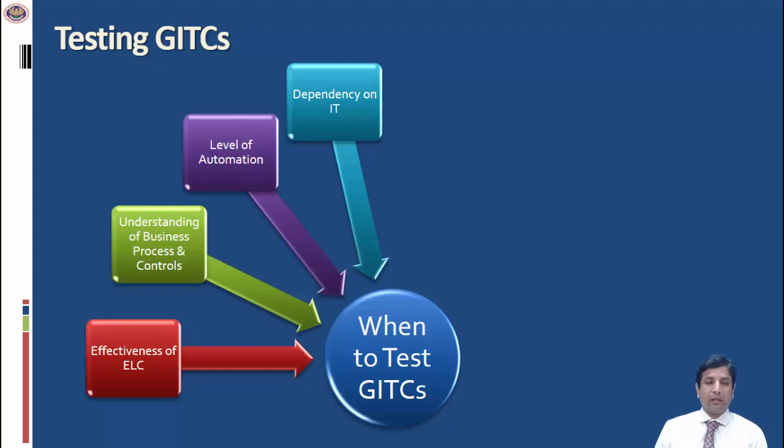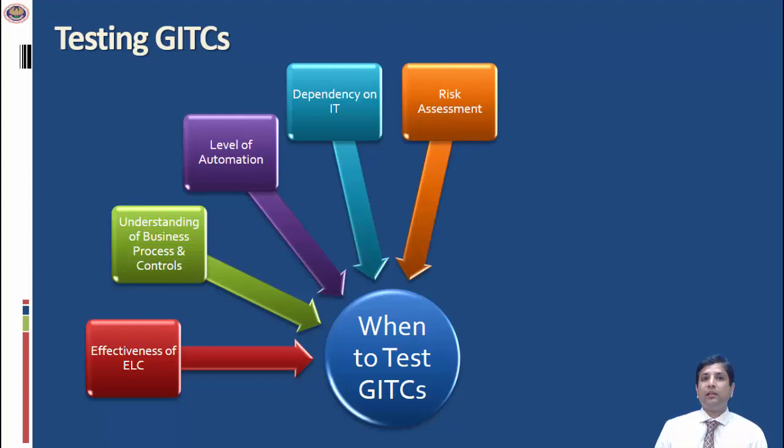If the dependency is high, it is likely we may want to test the ITGCs earlier in the audit rather than later. The reason being, if you test the ITGCs later in the day and you find deficiencies, then it could have an impact on the audit very late in the day. That is the reason, if the level of automation and the dependence on IT is high, the tendency is to test ITGCs earlier in the audit.